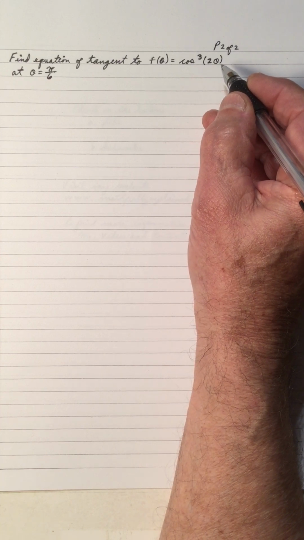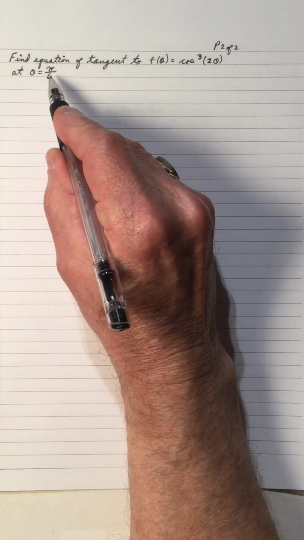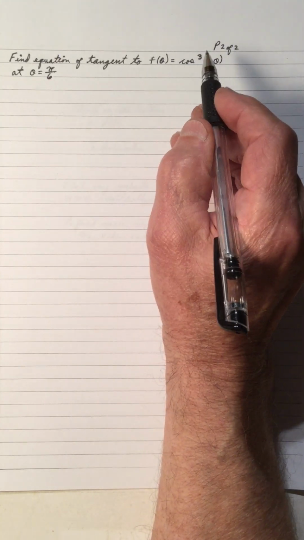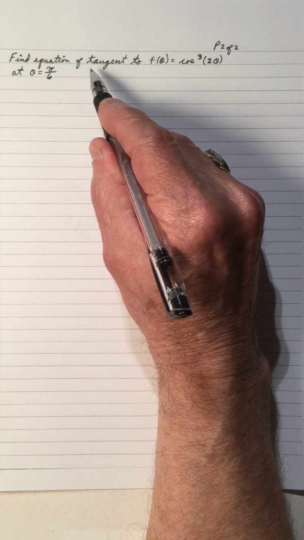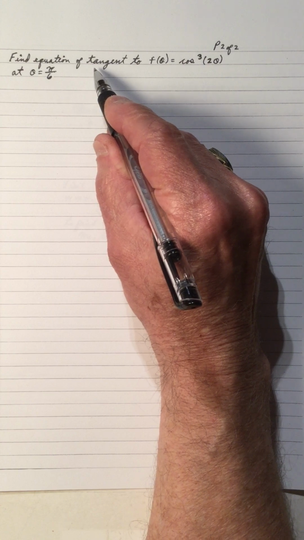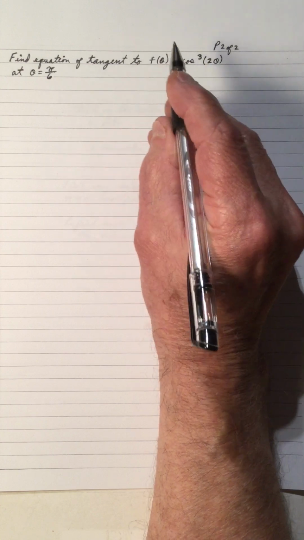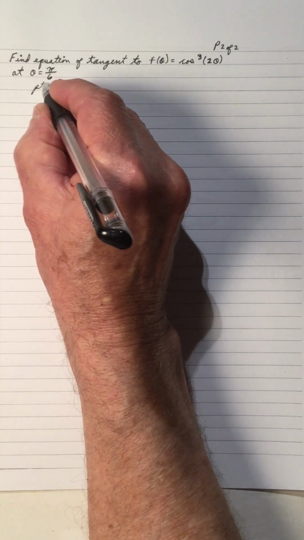We need the point that this function is going to have at pi over 6. And we also need the slope, and the slope is the derivative. Then we put it into y equals mx plus b. So let's find the point that this is going to happen at.